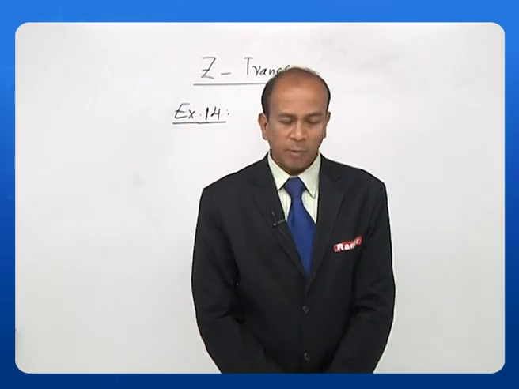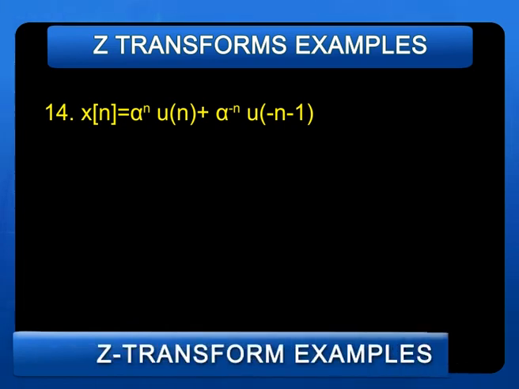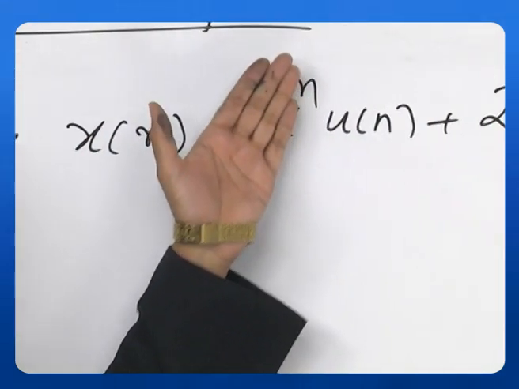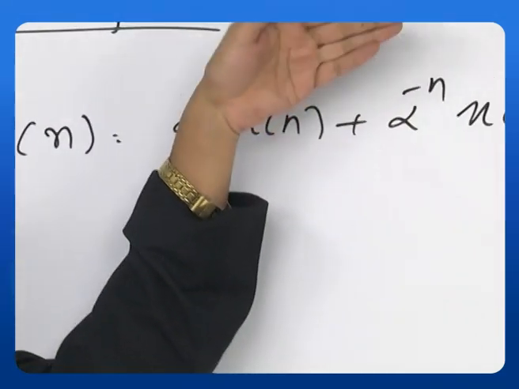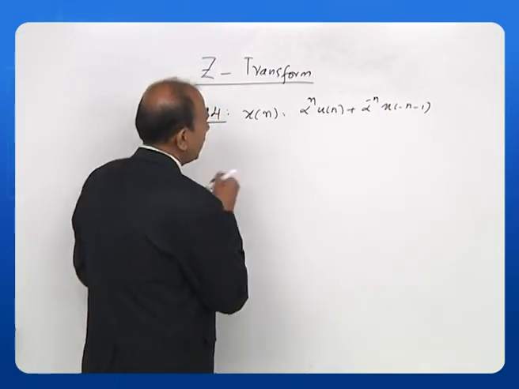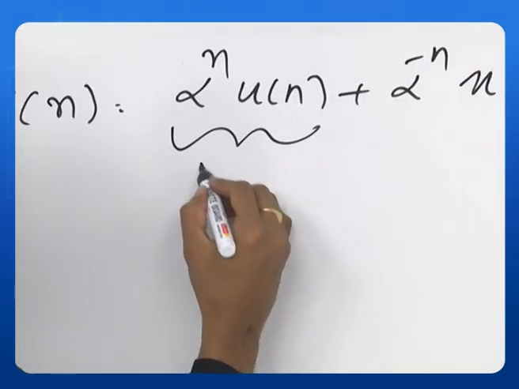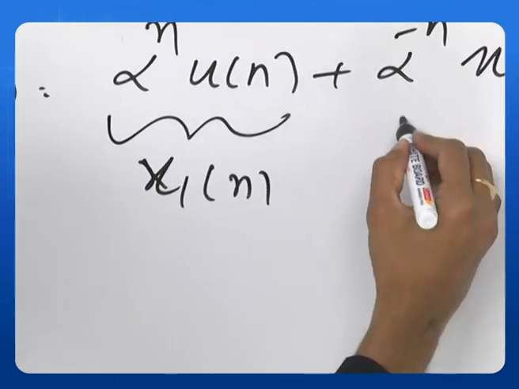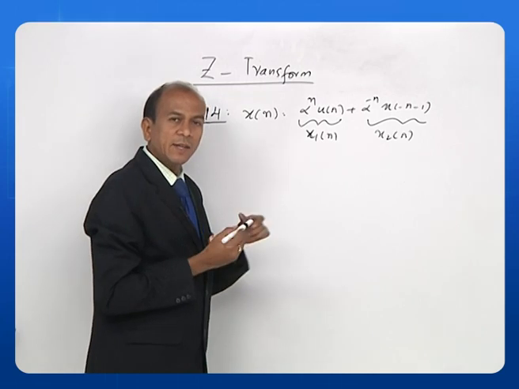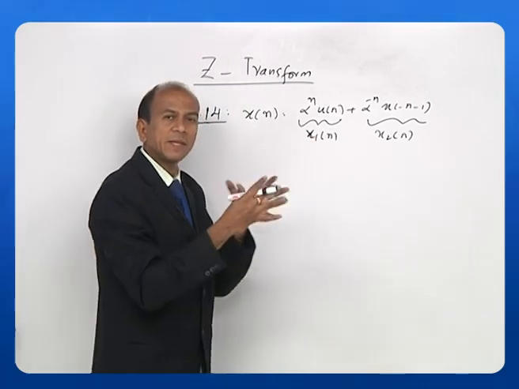Let us see the 14th problem. x of n is equal to alpha to the power of n u of n plus alpha to the power of minus n u of minus n minus 1. Let us solve this problem again on similar lines. Let us classify the first term as x1 of n and the second as x2 of n. So let us calculate the z transform separately and then sum them up.